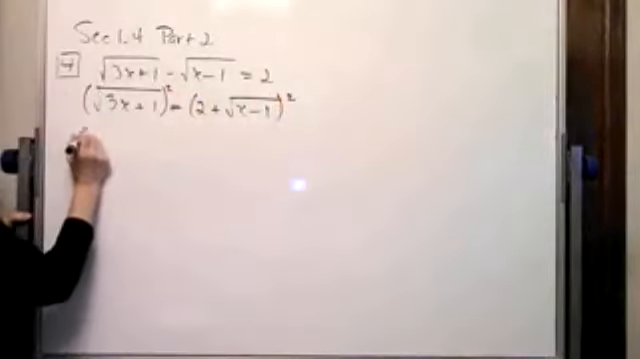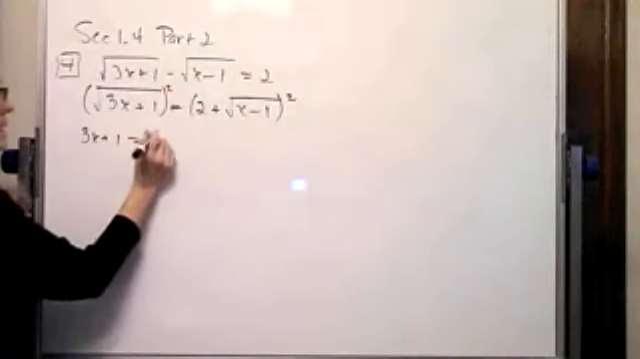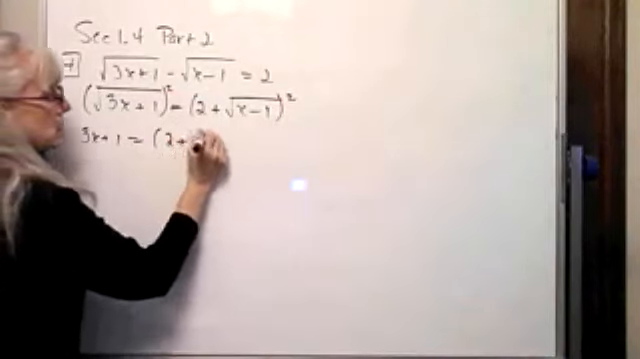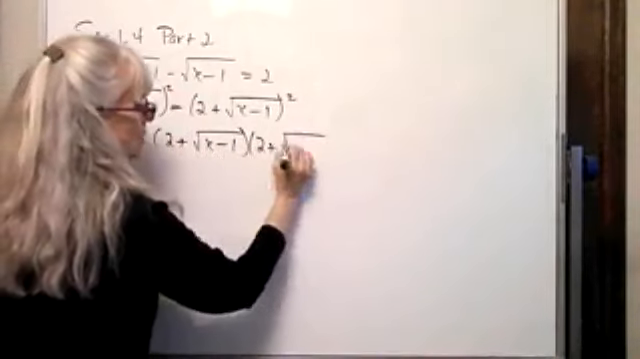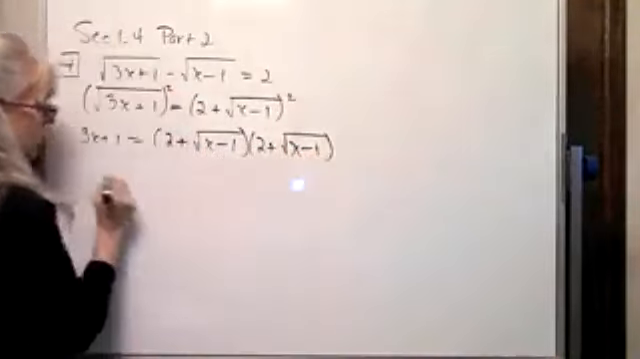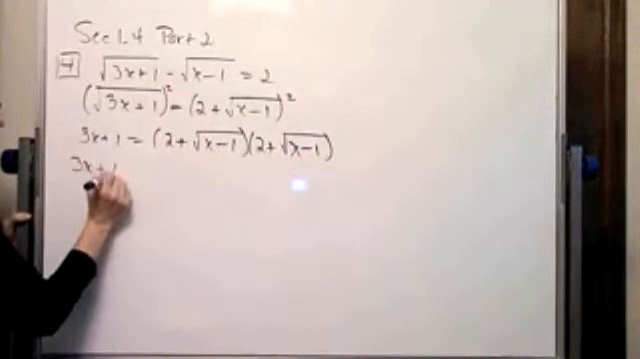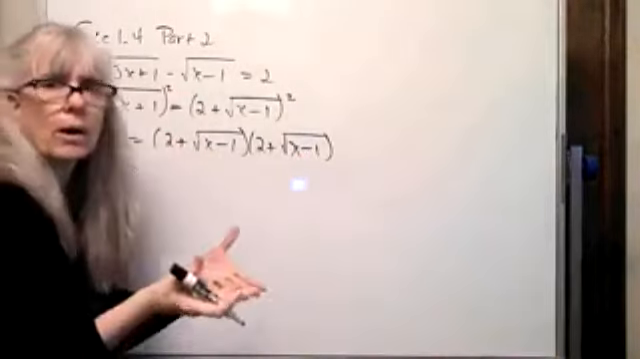That's going to give me 3x plus 1 on this side. On the right side, I'm going to write it out. It's 2 plus the square root of x minus 1 times the quantity 2 plus the square root of x minus 1, and that'll help us get it FOILed correctly. So we haven't done anything to the right side yet. We're now going to FOIL to square.